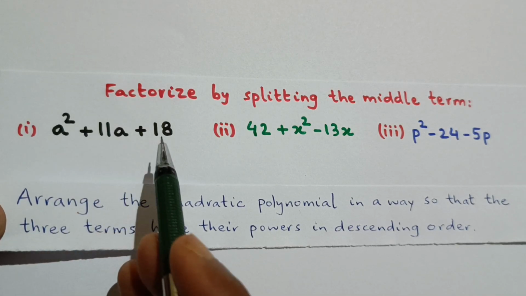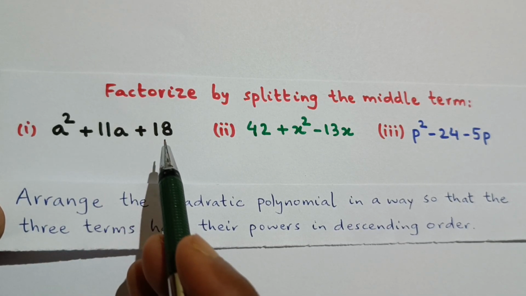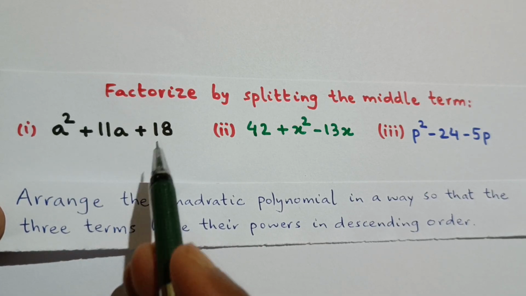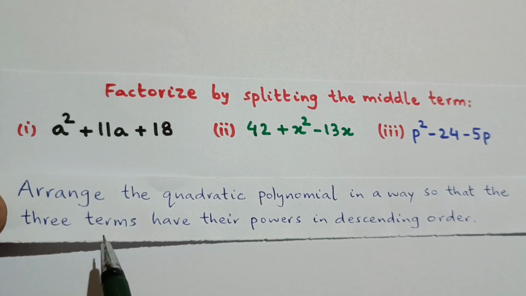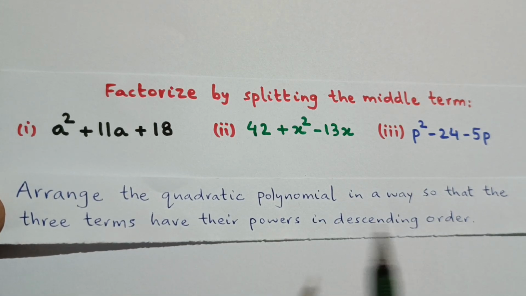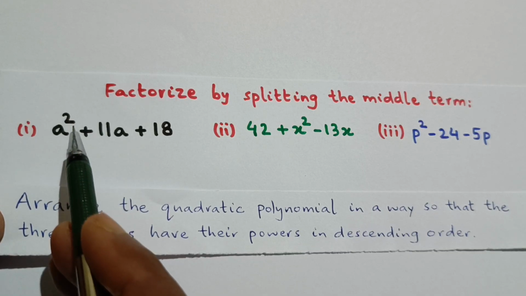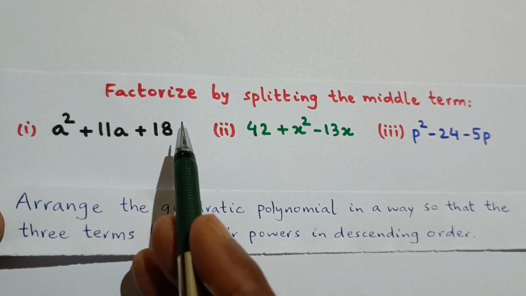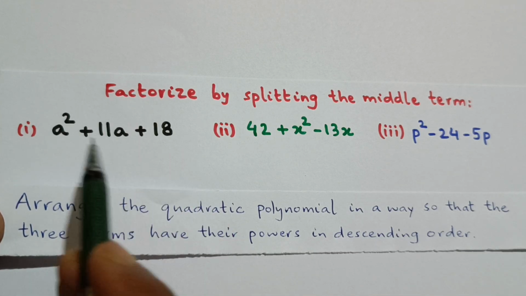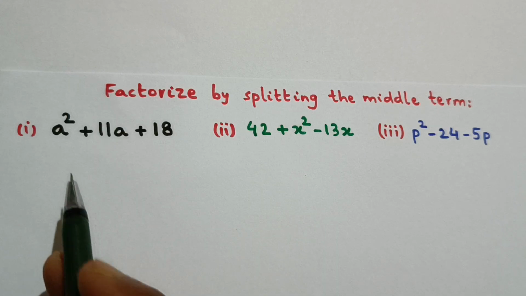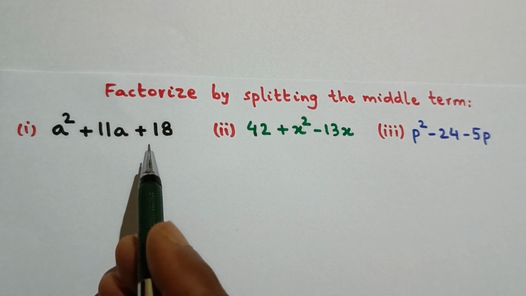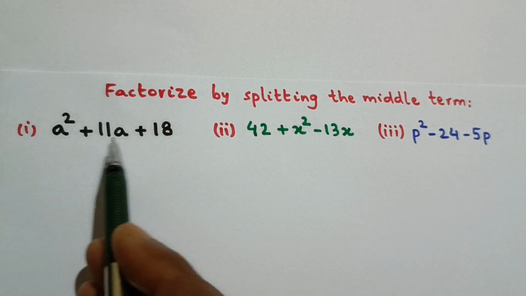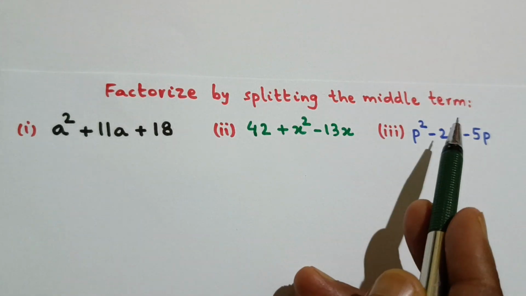So yes, this quadratic polynomial in A is having 3 terms, and it is arranged in such a way so that the 3 terms are having their powers in descending order. Here the power of A is 2, here it is 1, here it is 0. So yes, the powers are in descending order: 2, 1, 0. So in question number 1, the rule has been fulfilled. Now let us solve this question. We are going to factorize this quadratic polynomial in A by splitting the middle term.